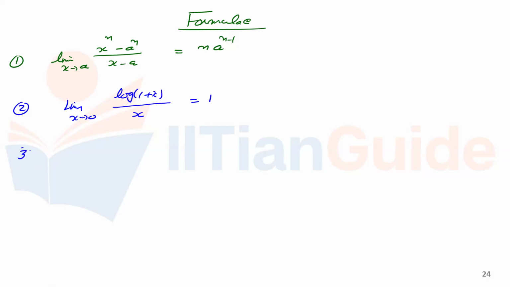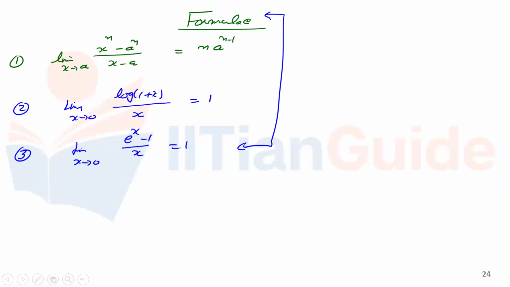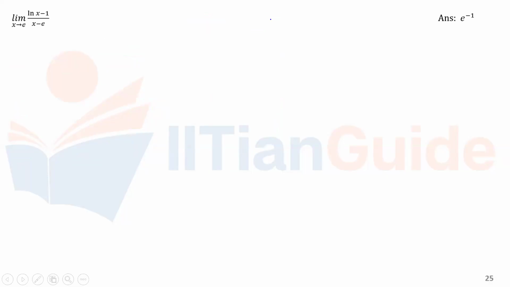We have one more formula. Limits x tending to 0, e to power x minus 1 by x. That is also 1. These are the standard formulas that we can apply anywhere. So I'm not going into details. I'm not going for the derivation and all those things. I'm skipping.